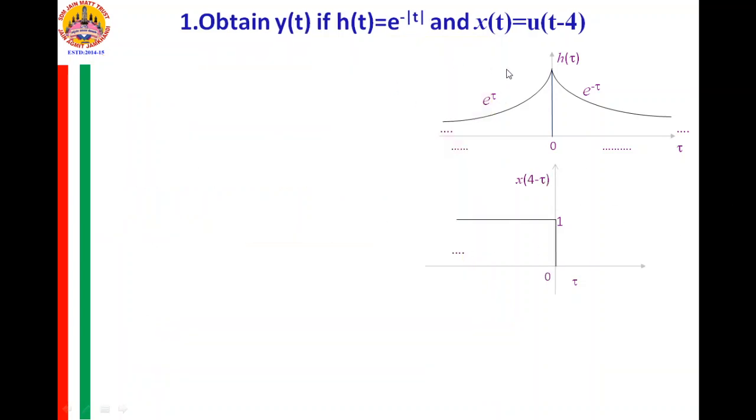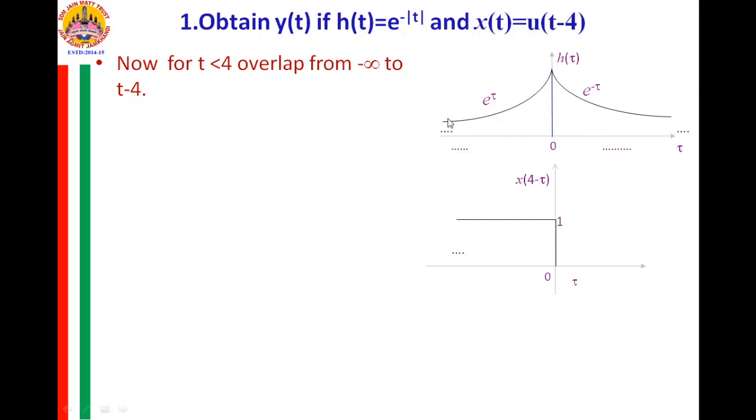So up to t is equal to 4, this is x of 4 minus tau. Up to x of minus tau we have shifted by an amount of 4. If we shift it by an amount of 4, you will observe that this end you will get as 0, which is t minus 4. So t is equal to 4, so this t minus 4 has become 4 minus 4 is equal to 0, this end. So this end is t minus 4, and the overlap is still there from minus infinity to t minus 4.